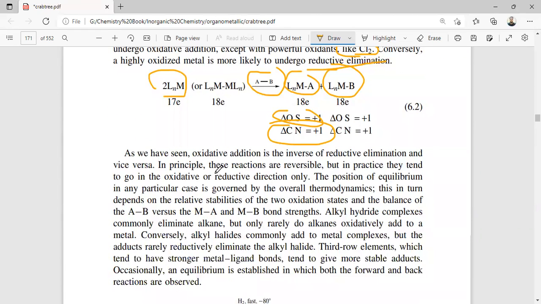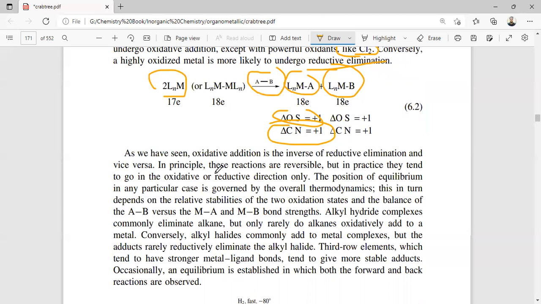So as we have seen, the oxidative addition is the inverse of the reductive elimination and vice versa. So in principle, this reaction is reversible, but in practice, they tend to go in the oxidation or reduction direction only. The position of the equilibrium in any particular case is governed by the overall thermodynamics.